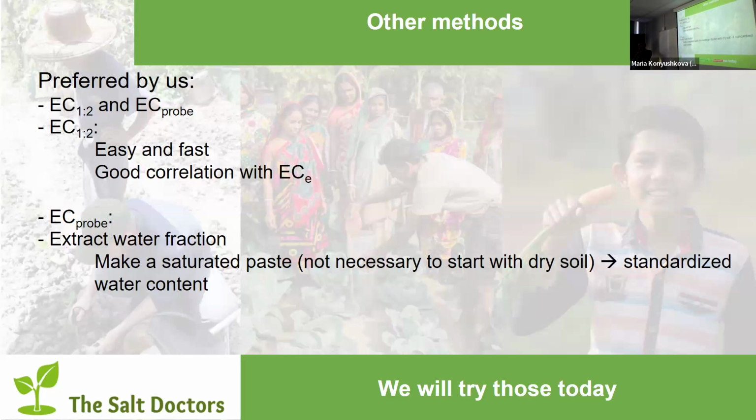while with the 1 to 2 method you will have to dry the soil. According to the protocol, you have to dry also for the saturated paste, but we have done it and we have seen that it's even good enough. And for the 1 to 2 as well, if you dry it, you just get rid of your water fraction, but the salts will be the same. So even if it's not perfectly dry, it doesn't matter.